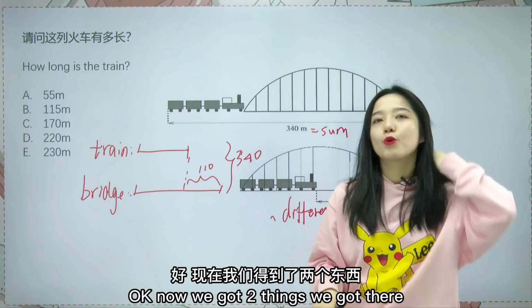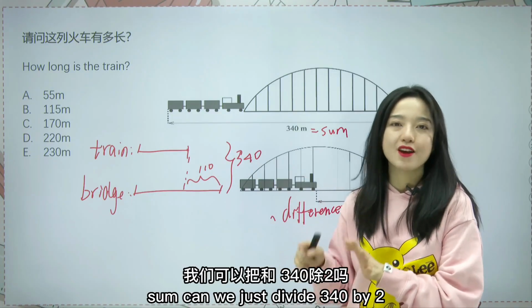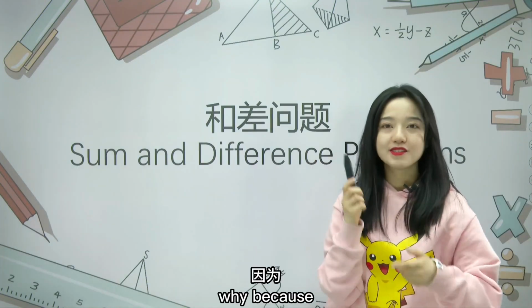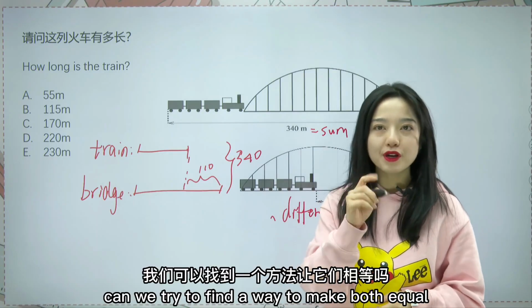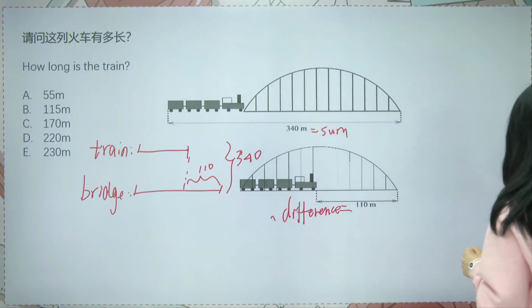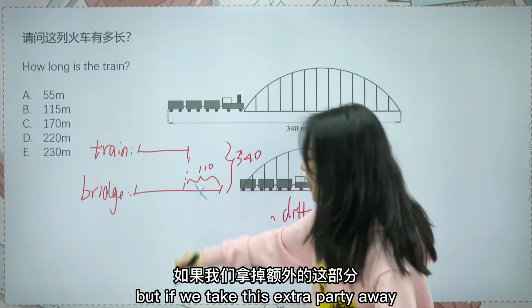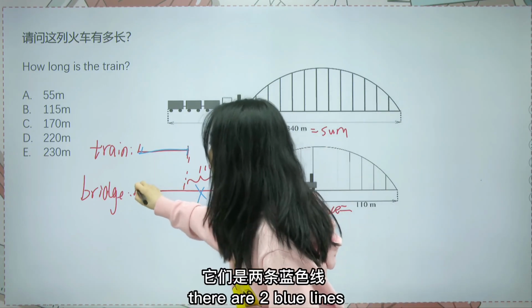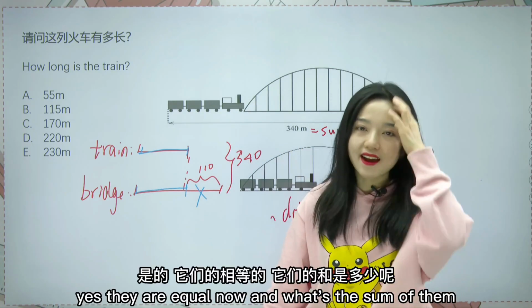Okay, now we got two things. We got their sum. Can we just divide 340 by 2? Of course not. Why? Because they are not equal. So let's see, can we try to find a way to make both equal? We got this extra part here, but if we take this extra part away, the two remaining parts, they are two blue lines. Are they equal? Yes, they are equal now.